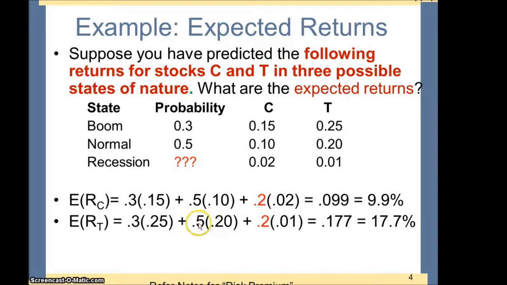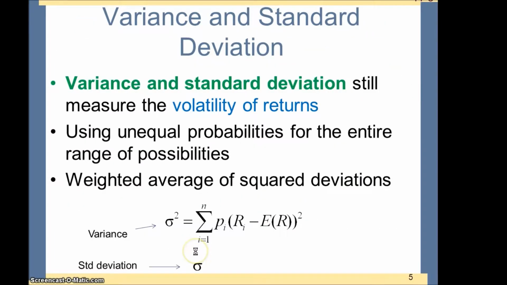Now, what about stock T? The same process applies. Probability times individual returns of stock T. 0.3 times 25% plus 0.5 times 20% plus 0.2 times 1%. Add up, it equals 17.7%. That is the expected return for stock T. Now, what about variance and standard deviation?